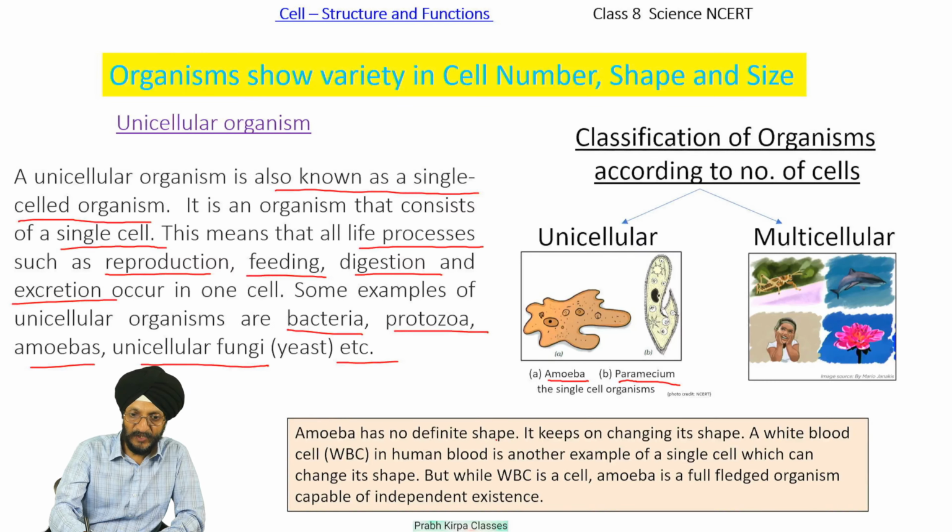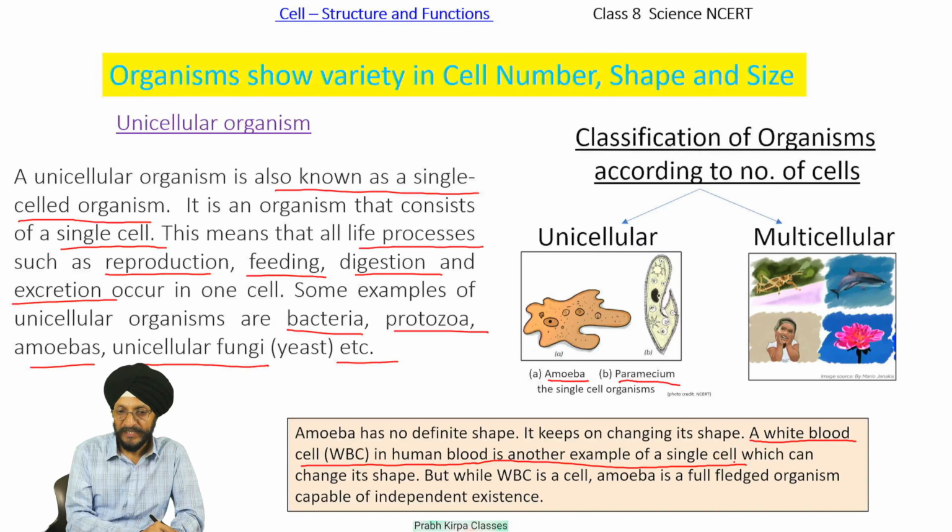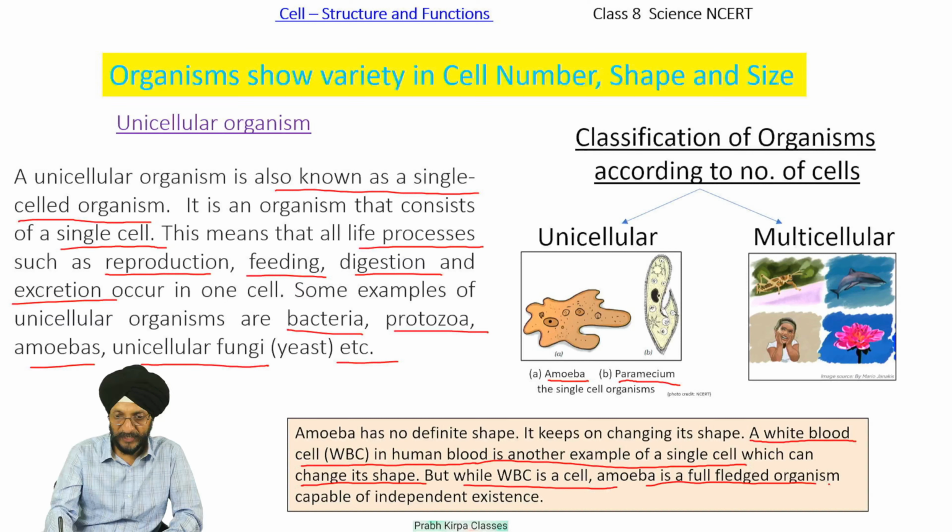Amoeba has no definite shape. It keeps on changing its shape. A white blood cell in the human blood is another example of a single cell which can change its shape. While WBC is a cell, amoeba is a full-fledged organism capable of independent existence.